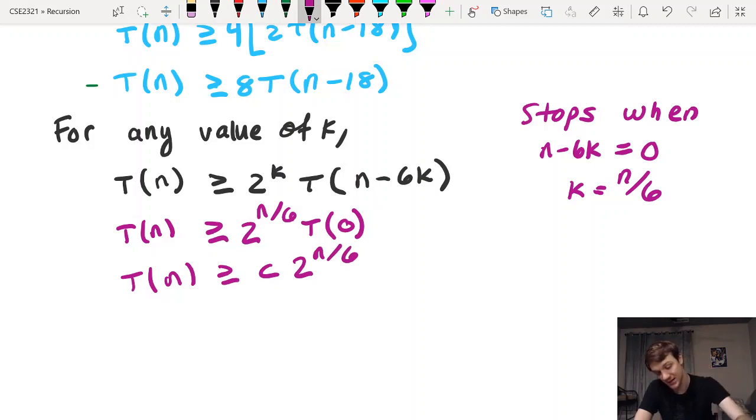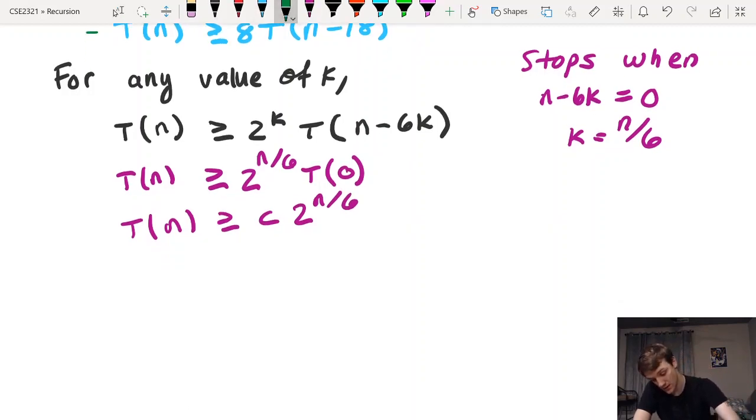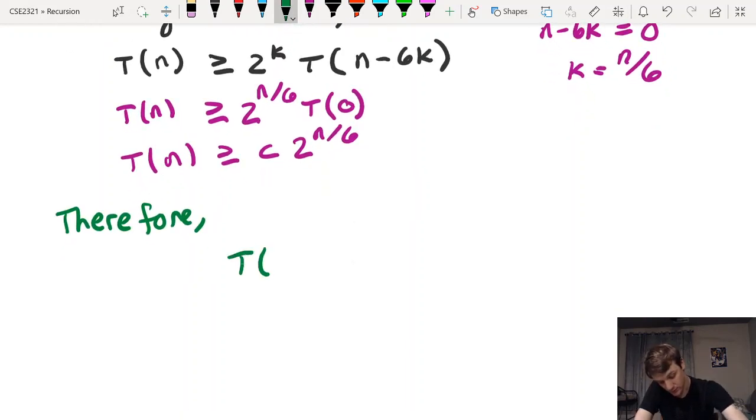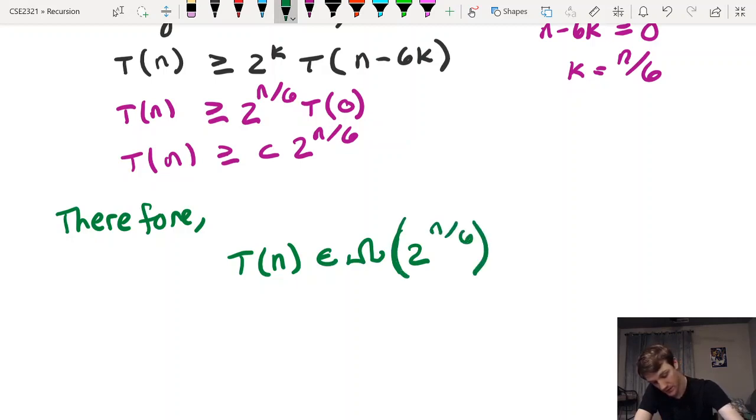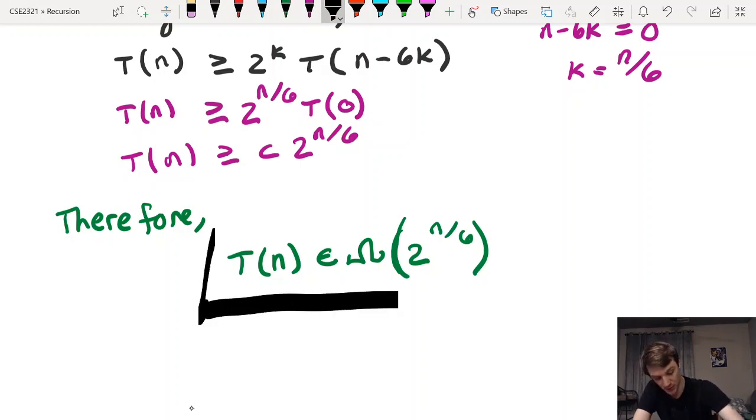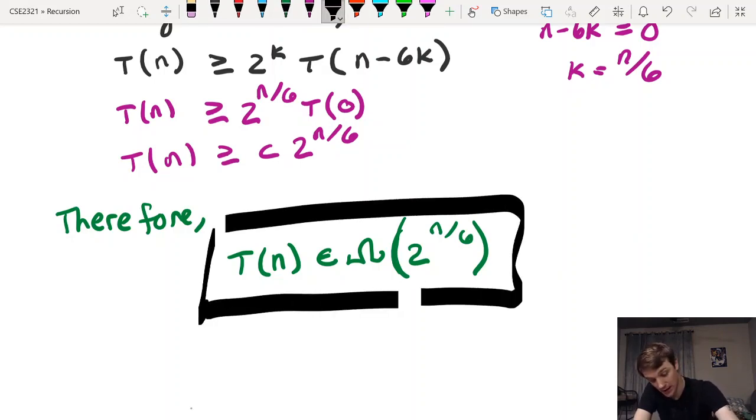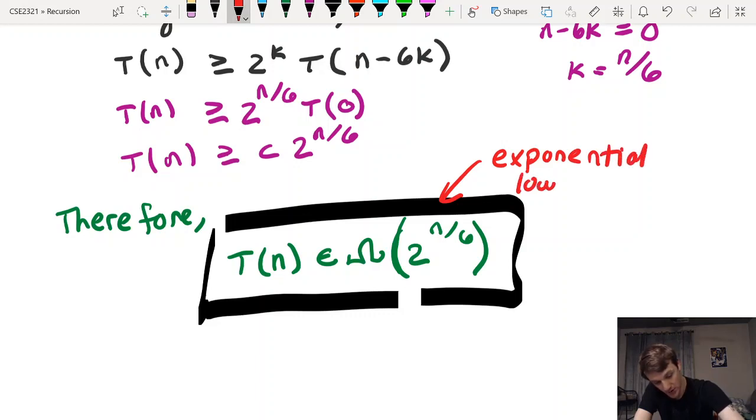And hey, look, that's an exponential lower bound. So, therefore, T(n) is in big Omega of 2 to the n over 6. And that's sufficient for this problem, because it is an exponential lower bound. We are done with the problem.